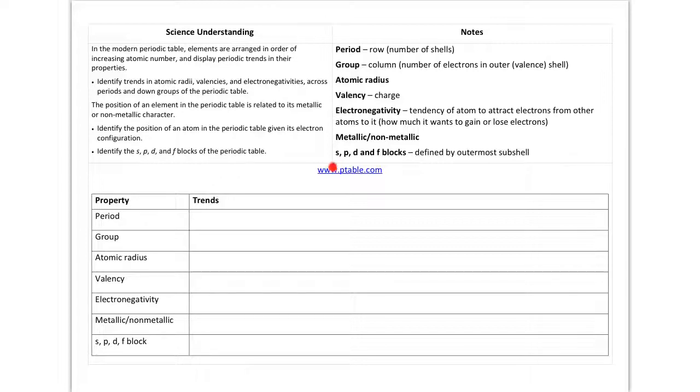We also need to understand the S, P, D and F blocks, and that just relates to those outermost subshells: the S subshell, the P subshell, the D subshell and the F subshell. I'm not going to write anything in this space down here, but I've left that there so you can make some notes as I go through the next slide.